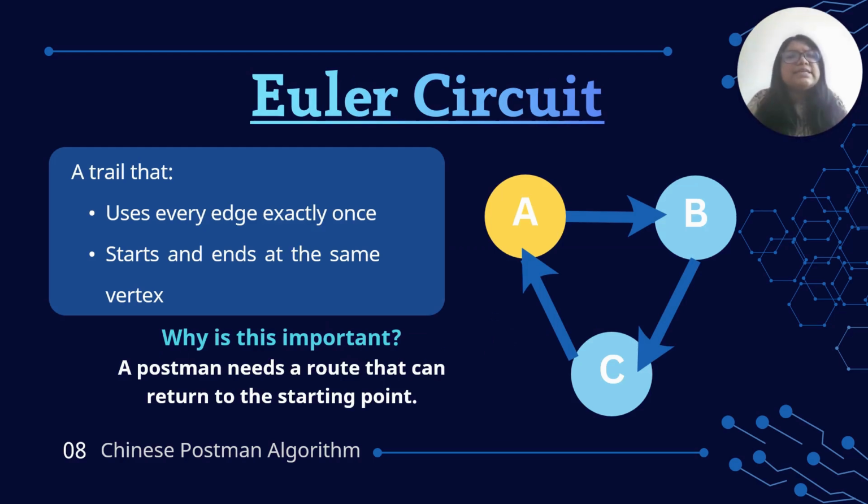An Euler Circuit takes it one step further. It uses every edge exactly once. It starts and ends at the exact same vertex. Why is this so important for us? Because our postman needs to return to the starting point at the end of the day. If a graph has an Euler circuit, our postman can cover all roads exactly once without any backtracking. Perfect, right? But as we'll see, that's rarely the case in real life.